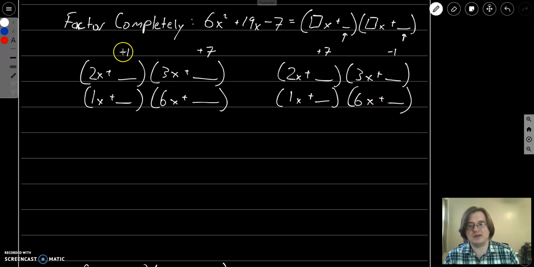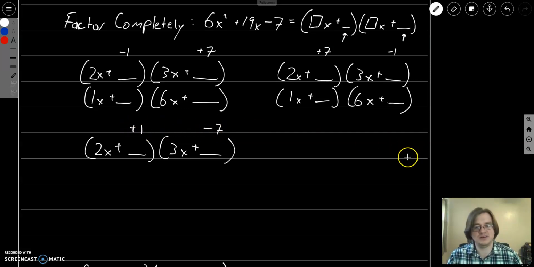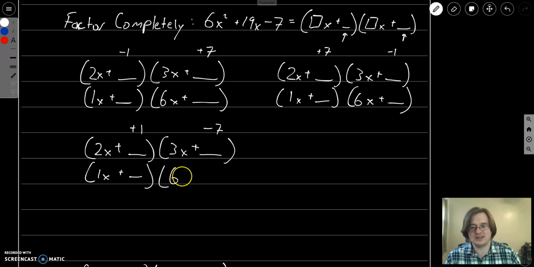Now, here I have a minus 1 and a plus 7. I could do the entire same thing, but switching those signs around. I could have minus 7 and plus 1. So ultimately, we'll have 8 different things that we would need to check. And once we find the correct one, though, we don't have to check the rest. There will only be one correct answer here.